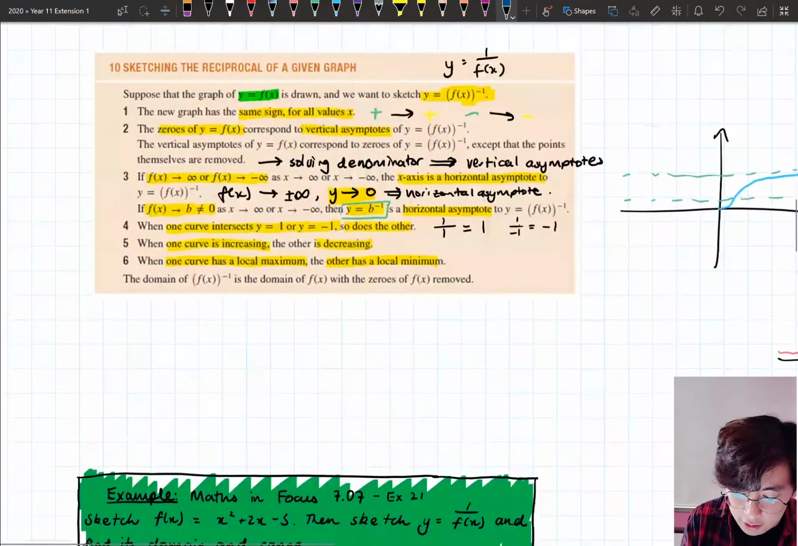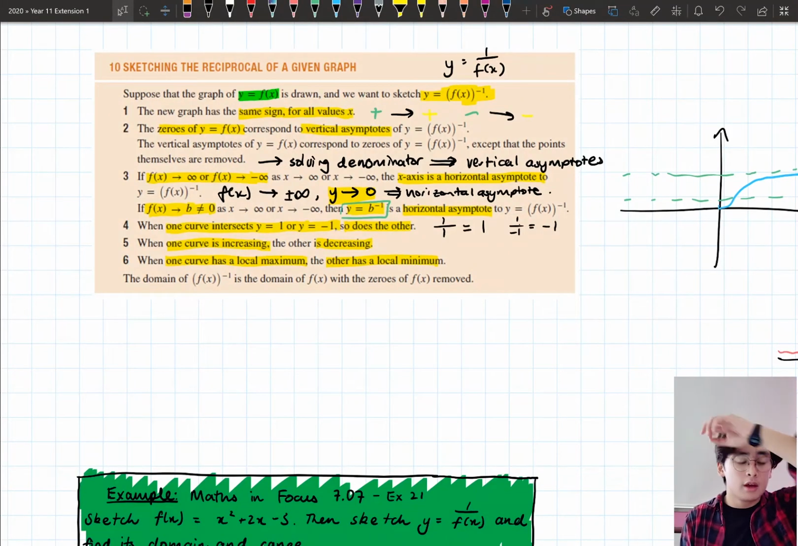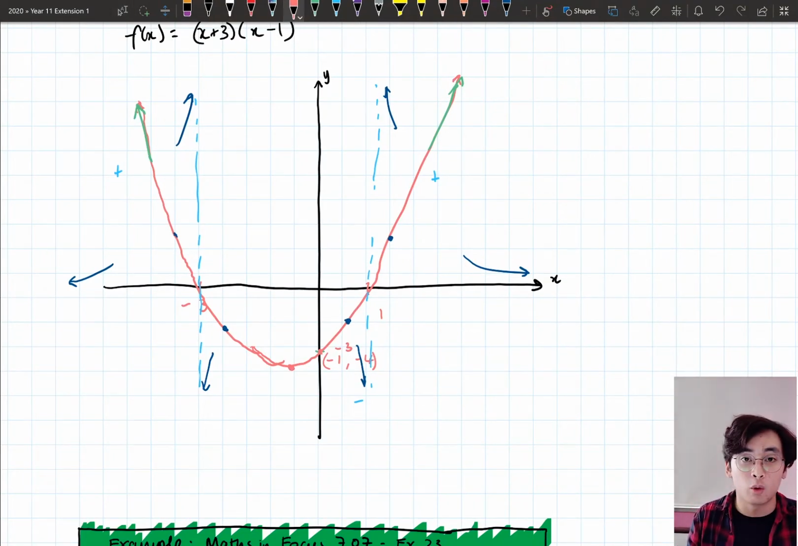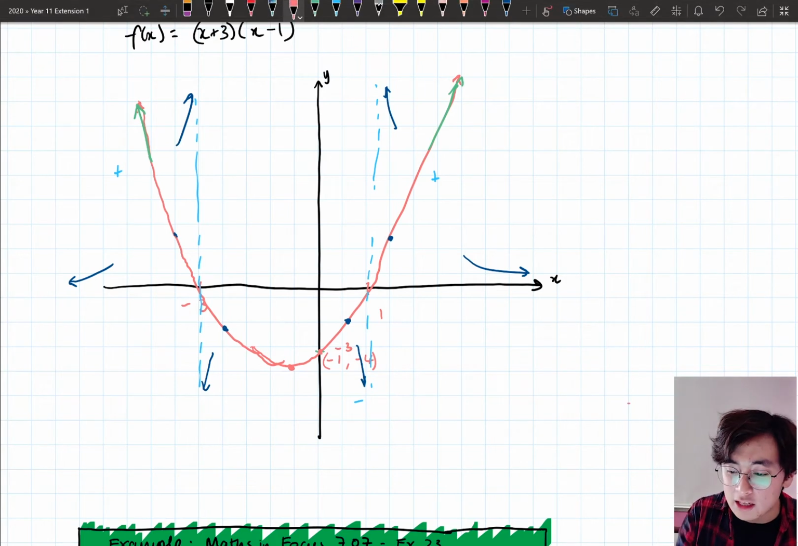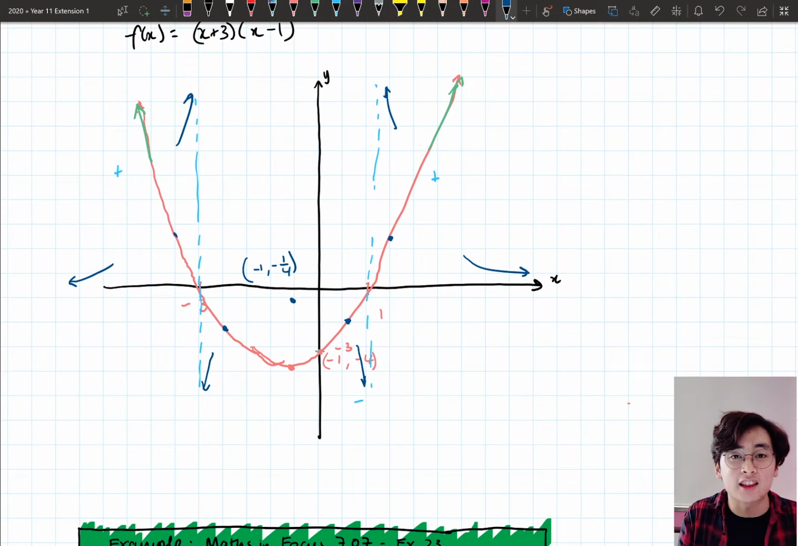And the final point here is when one curve has a local maximum, the other one has a local minimum. So here, if you have a look, there's a local minimum at this point, (-1, -4). Because I'm taking the reciprocal, I'm going to have a local maximum at that point. But instead of it being at -4, I'm going to need to take the reciprocal of that value. So here, I'm going to have a local maximum, not at -4, but this is going to be (-1, -1/4), because I need to take the reciprocal.